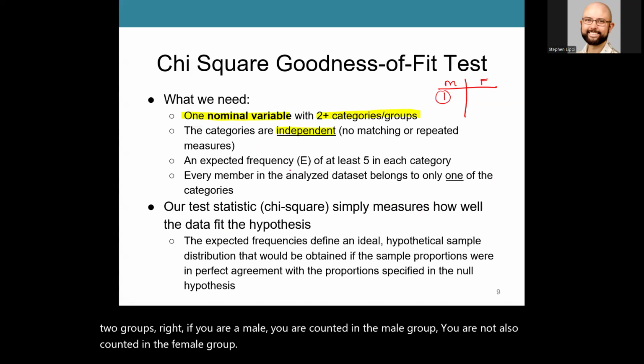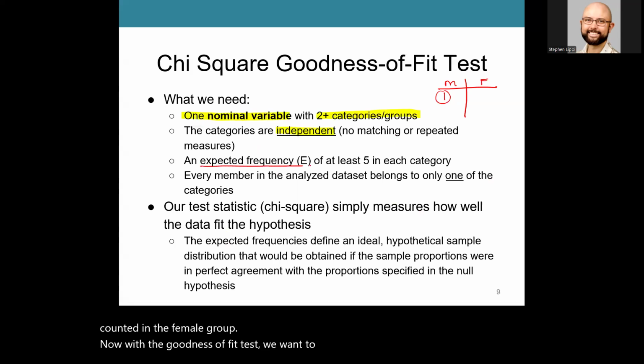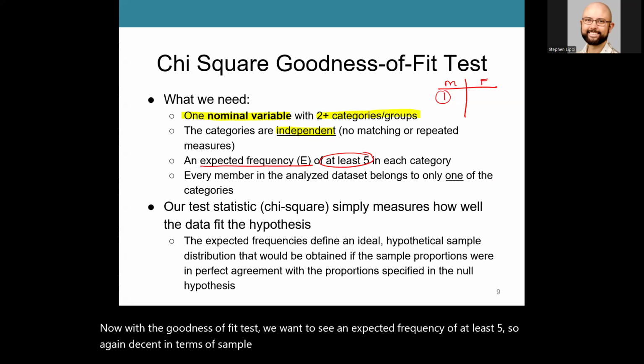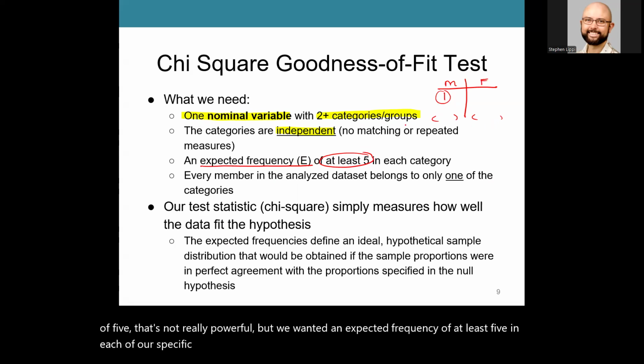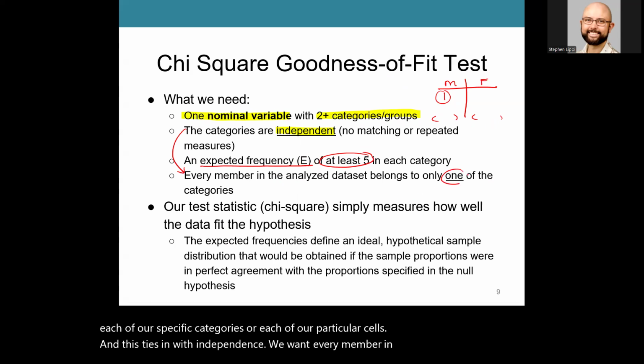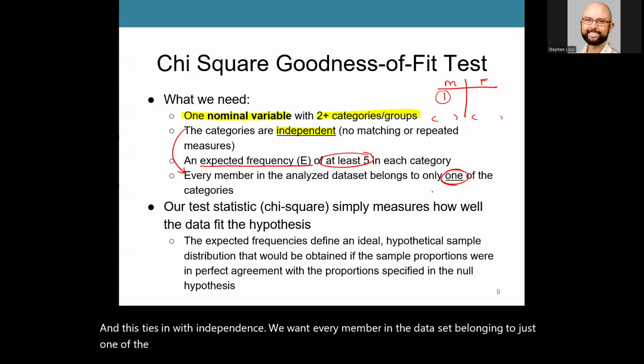Now, with the goodness of fit test, we want to see an expected frequency of at least 5. So again, decent in terms of sample size, right? Because with parametric tests, if you have a sample size of 5, that's not really powerful. But we want an expected frequency of at least 5 in each of our specific categories or each of our particular cells. And this ties in with independence. We want every member in the data set belonging to just one of the categories. Okay.